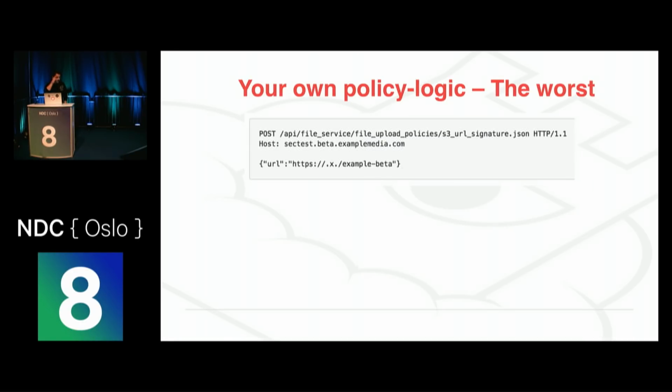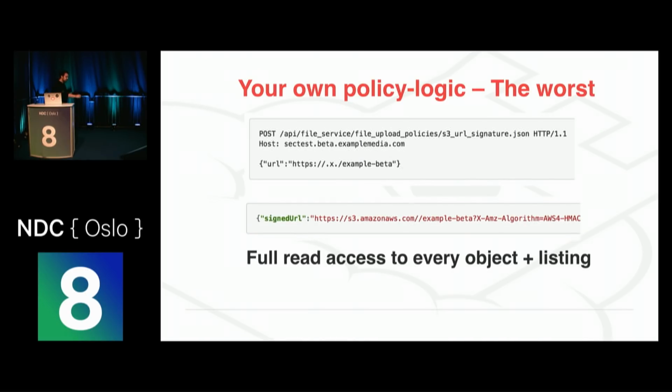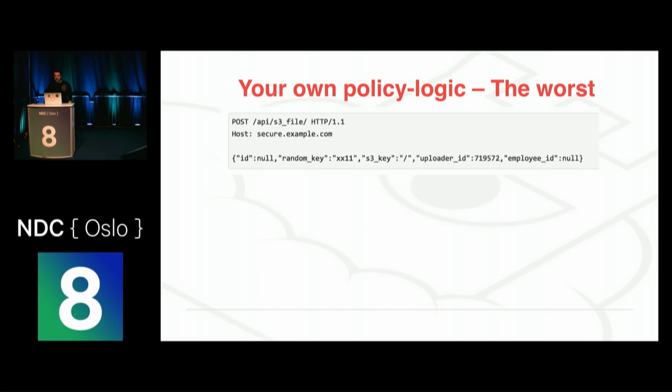Another example was basically you post to an S3 URL signature, but it was actually checking a bunch of stuff like, oh, what domain do you have, and you cannot trick us. But I was able to find a bypass. As you see here, it actually points to s3.amazonaws.com/example-beta. But the thing is, that's exactly the same as the root. So the bucket is called example-beta, and I just pointed to that. So I had full read access to every object and to every listing.